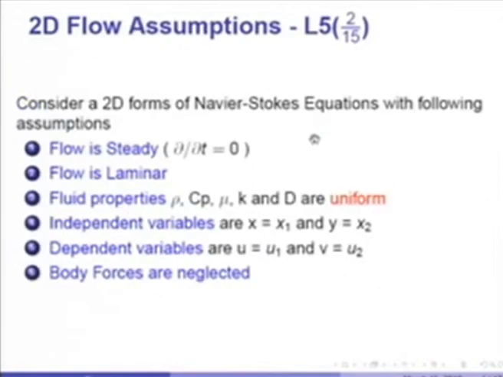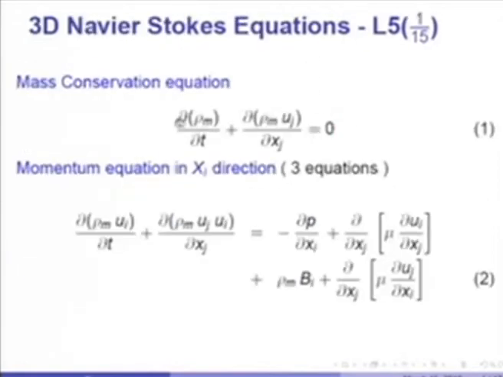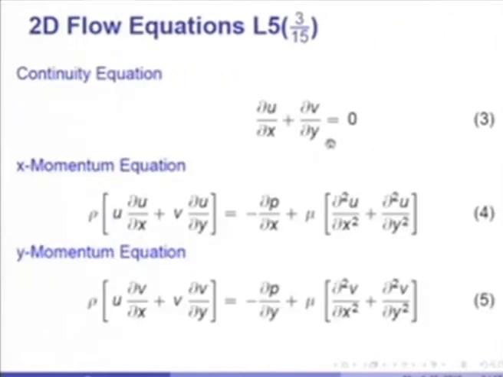I can go back a little to see that if density is constant, then that term is 0, and this term rho m duj by dxj equals 0 would simply be du1 by dx1 plus du2 by dx2 equal to 0, and therefore, that would simply read as du by dx plus dv by dy equal to 0. The momentum equation in x direction would read as rho times u du by dx plus v du by dy equal to minus dp by dx plus mu times d2u by dx square plus d2u by dy square.